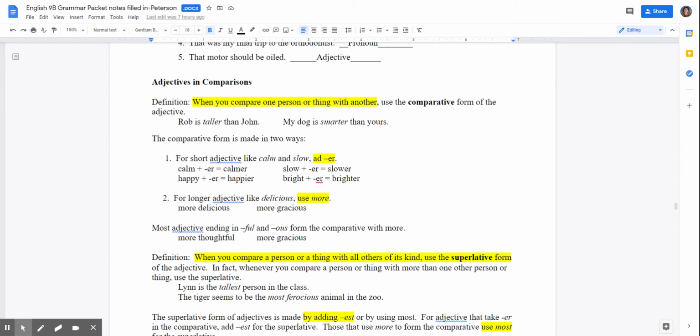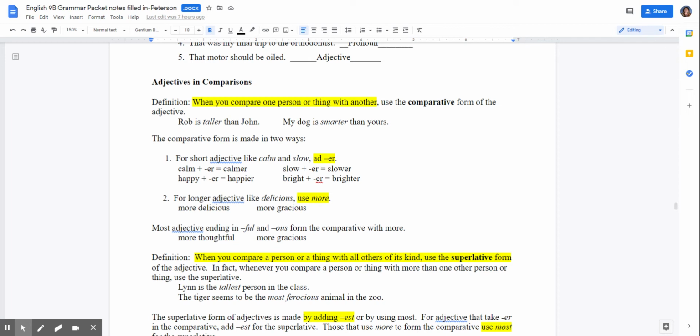The comparative form is made in two ways. For short adjectives like calm or slow, add er to the ending. Calm becomes calmer, happy becomes happier, slow becomes slower, bright becomes brighter. For longer adjectives like the word delicious, use the word more in front of it. More delicious, more gracious. Most adjectives ending in ful or ous form the comparative with the word more. More thoughtful, more gracious.